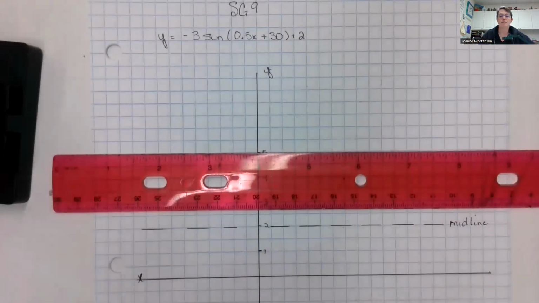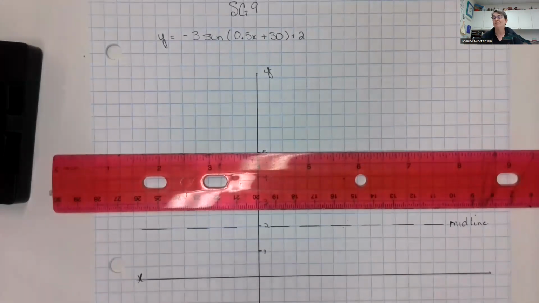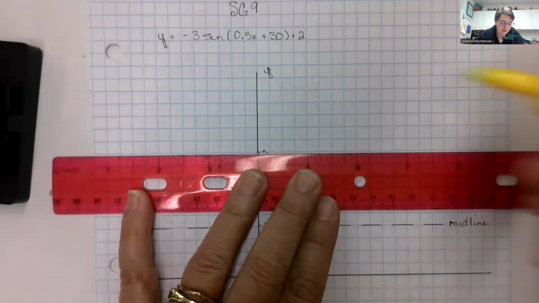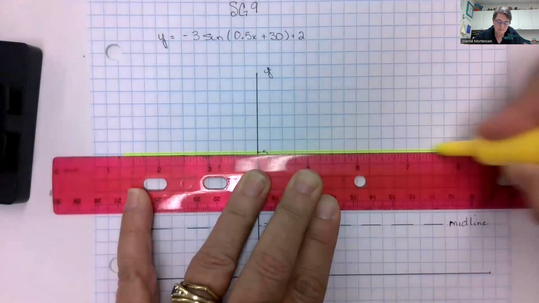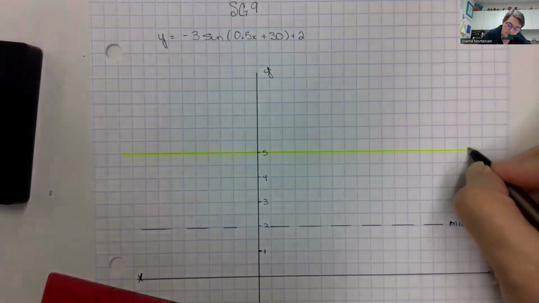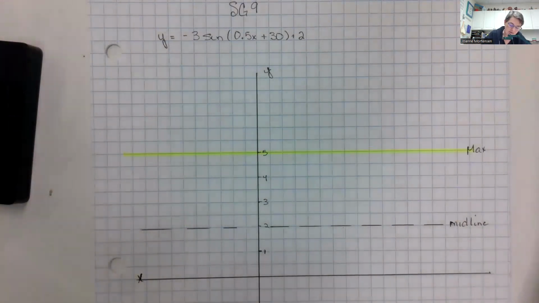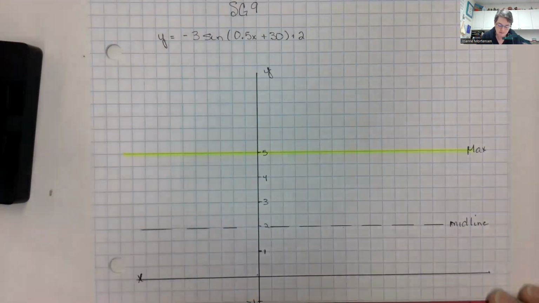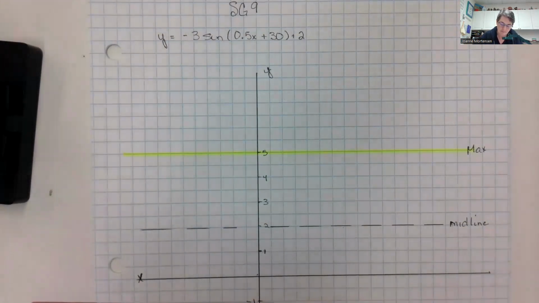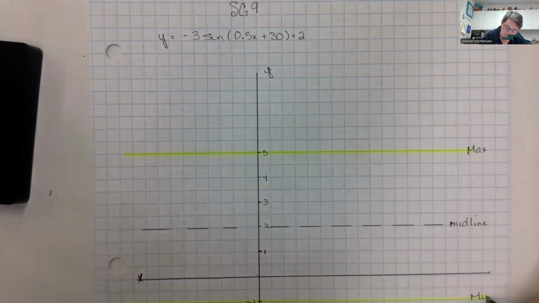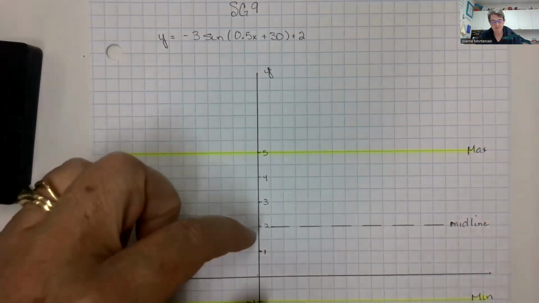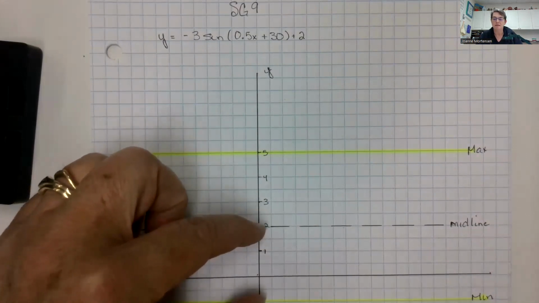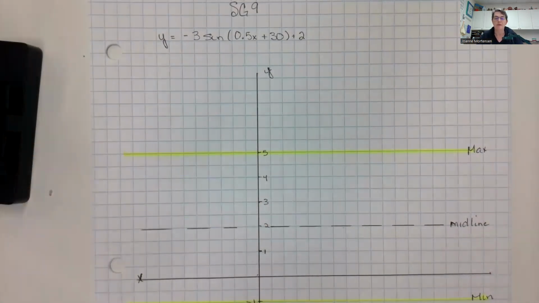And I think on the videos I've been using, I've been using a lot of highlighters. All right, so I'm just going to be lazy. Boop. There's my max. And then I'm going to count down 3. So 1, 2, I need to go down here, minus 1. There's my minimum. And I know it sounds ridiculous, but make sure midline to minimum and midline to maximum is the same.